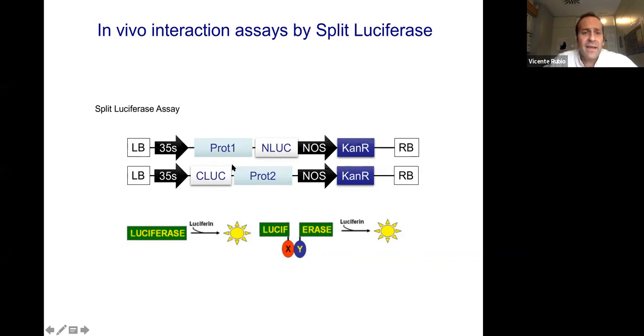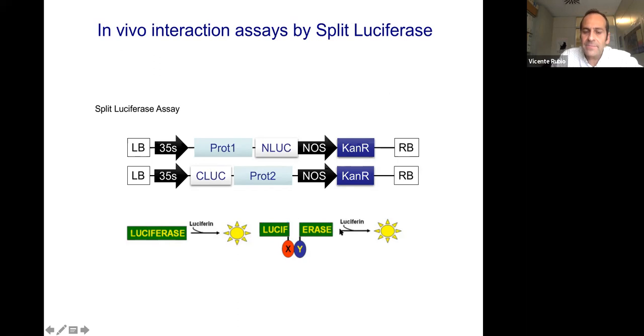It could be Nicotiana benthamiana epidermal cells, onion epidermal cells, or it could be protoplasts. You can use agroinfiltration, or in other cases you use biolistics to introduce these constructs. Actually, what you transform are the plasmids that will express the proteins, and what you try to see is whether there is reconstitution of the luciferase activity. Upon adding the substrate, in this case luciferin, you will see a signal if there is interaction, the production of luminescence due to the catalysis of luciferin.